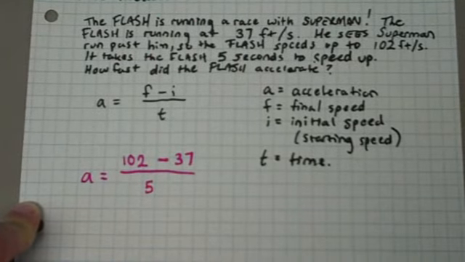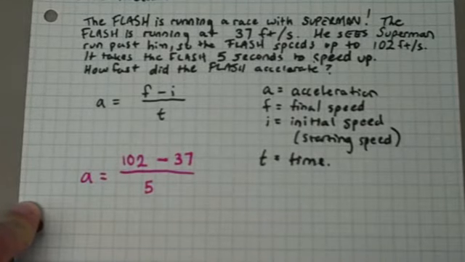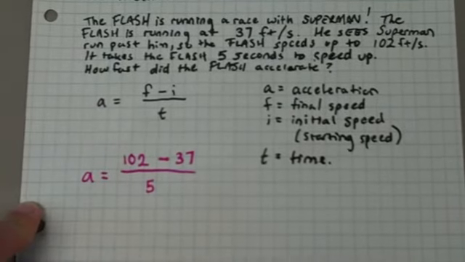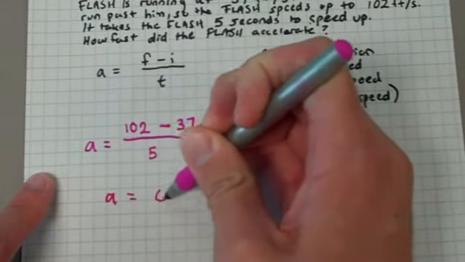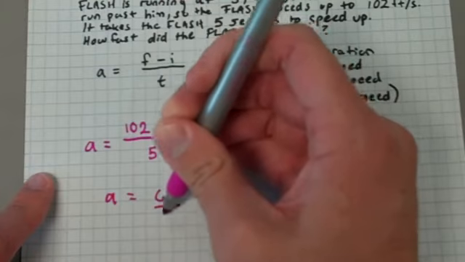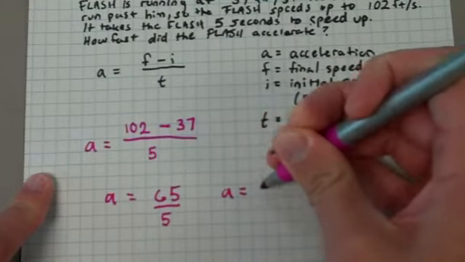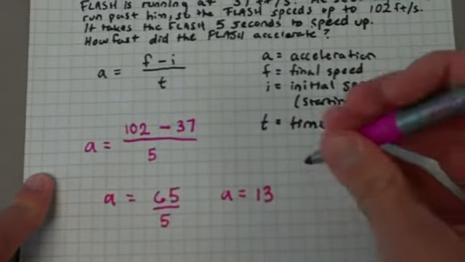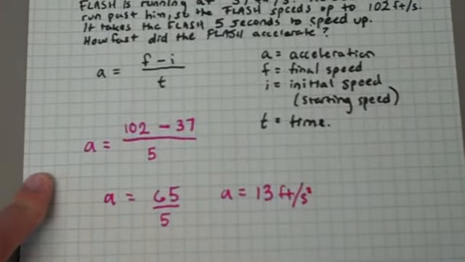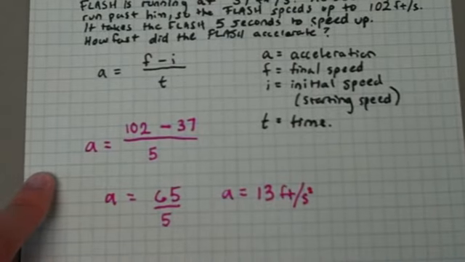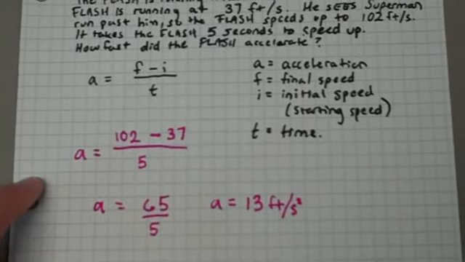So, with rational numbers, we have to treat the top and bottom kind of like it was a grouping symbol. So we have to do what's in the numerator first, we have to do that subtraction, and then we can divide by 5. So let's go ahead and do that. 102 minus 37 is 65. And then we're going to divide by 5. 65 over 5 is 13. And the units for this are acceleration. So acceleration has kind of funny units. It's 13 feet per second squared. That's the units for acceleration, distance over the time squared. So the Flash had to accelerate 13 feet per second squared in order to catch up with Superman.